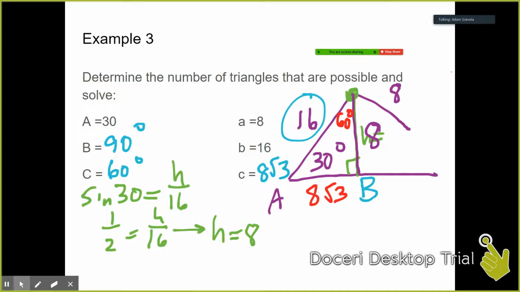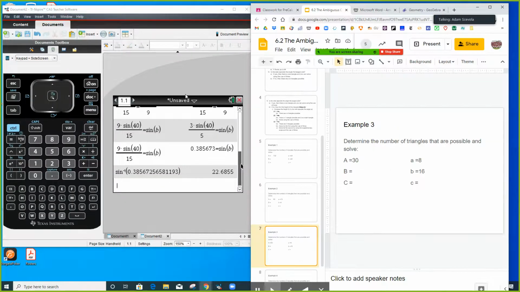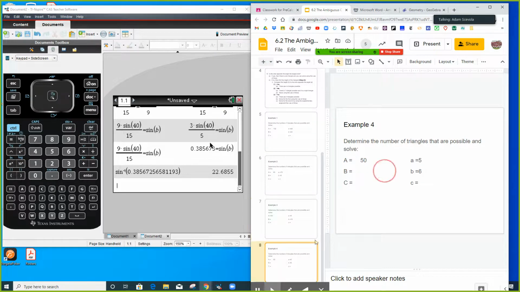And then the last example I want to go over is when there are two triangles. What do you do? How do you solve two triangles? So let's see what happens in this last example.